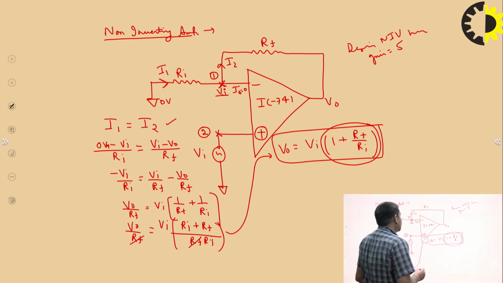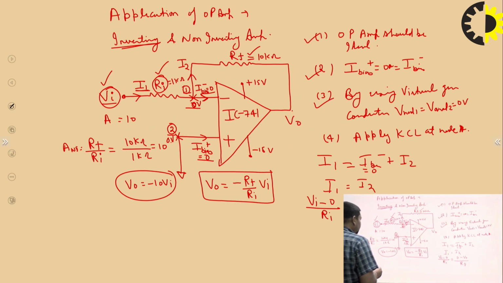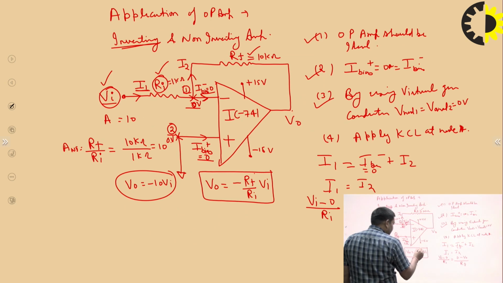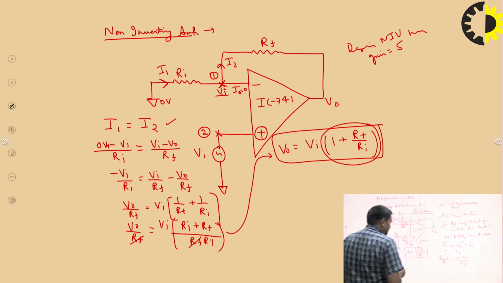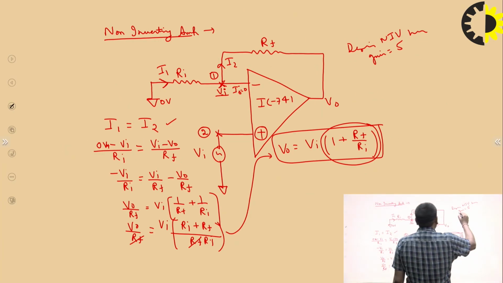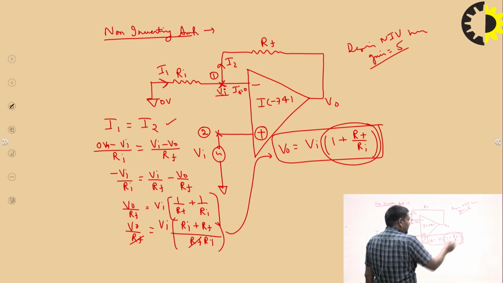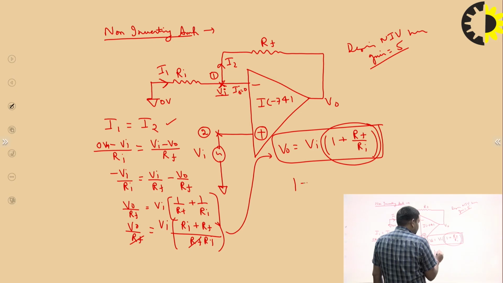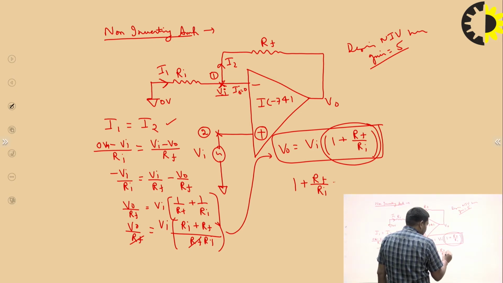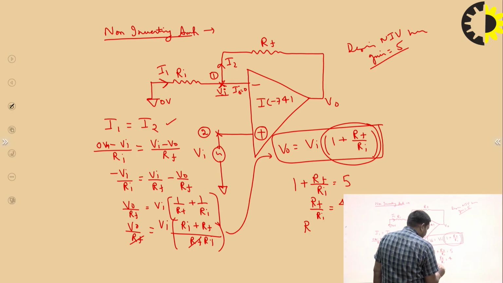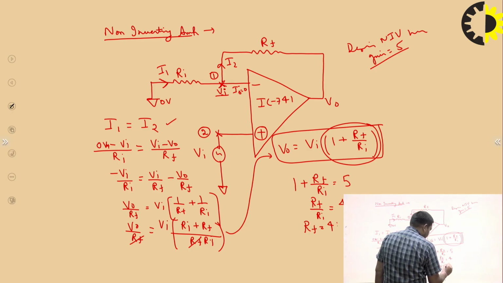But in the case of the inverting amplifier, the gain factor is Rf upon Ri. In this case, we have to design a non-inverting amplifier having a gain of 5. So what is the gain in a non-inverting amplifier? 1 plus Rf upon Ri, which is equal to 5. So Rf upon Ri is equal to 4, which means the feedback resistance is equal to 4 Ri.